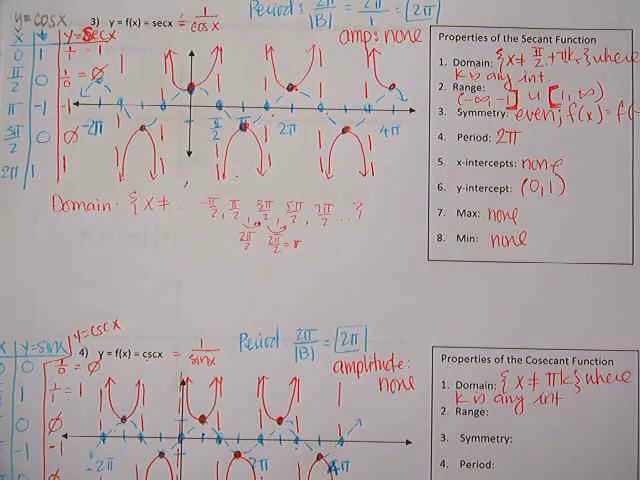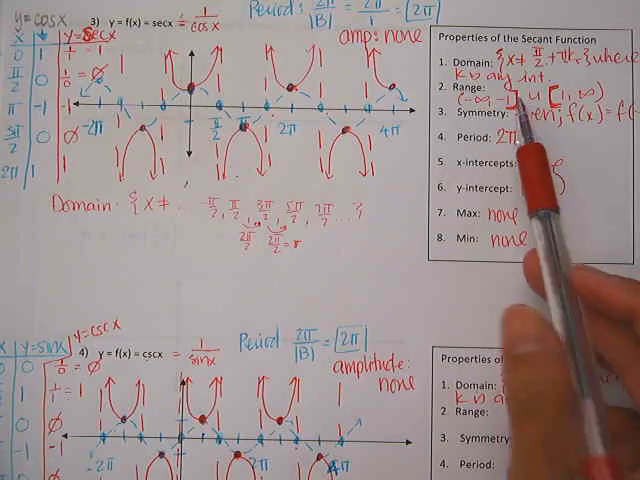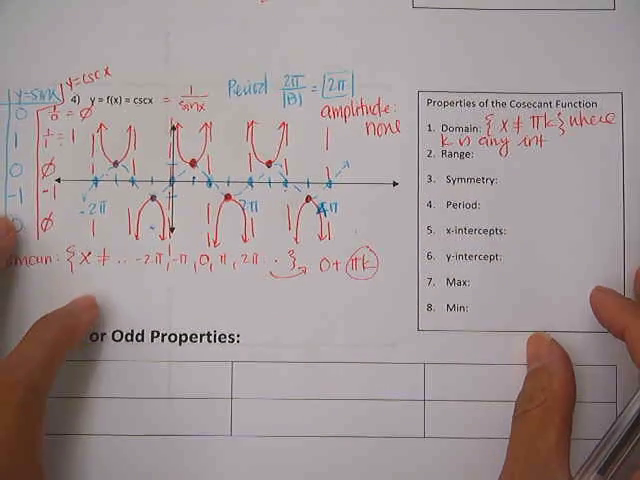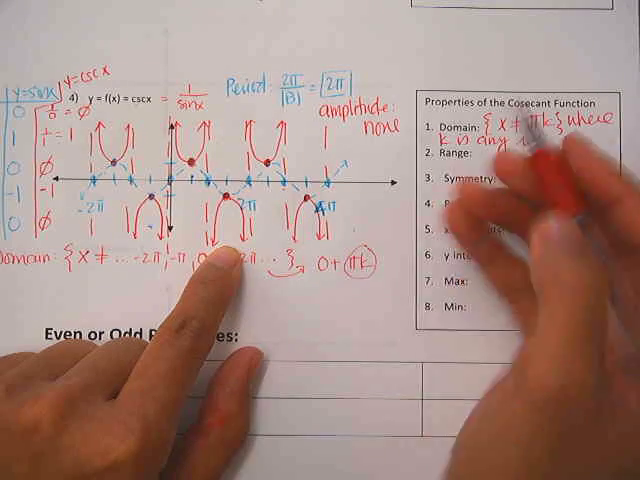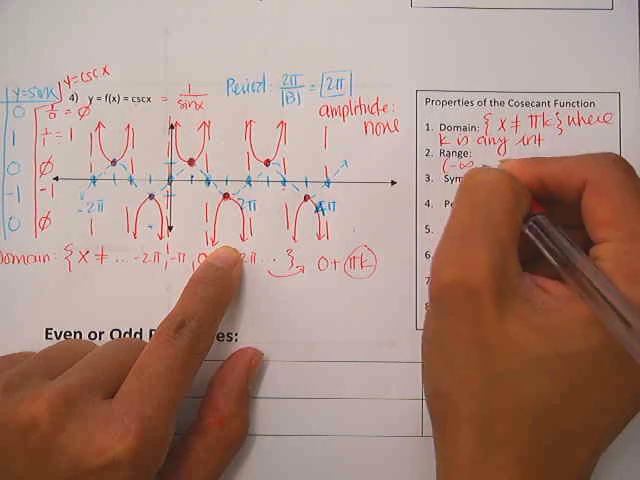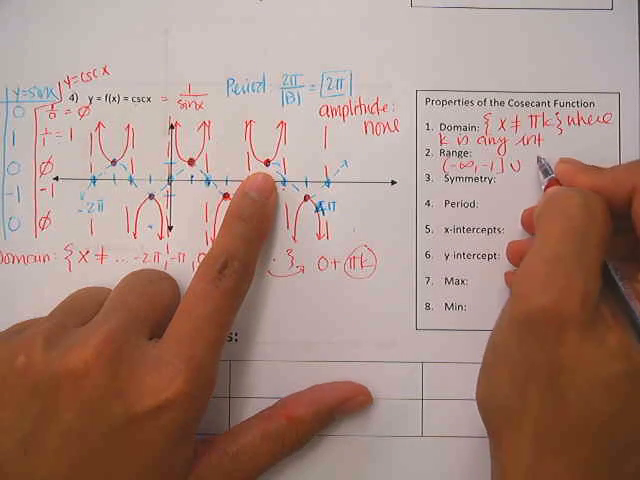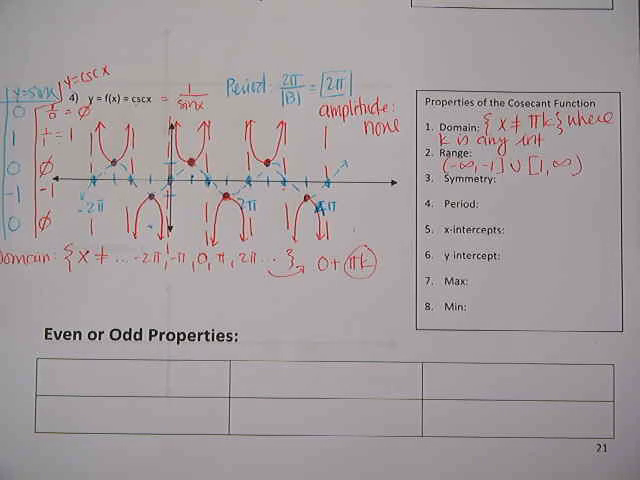Okay, so square bracket at 1, because that is going to be the same range for our cosecant down below. I just completely forgot. So the range is the same thing, from negative infinity to negative 1 inclusive, or positive 1 inclusive to positive infinity, not inclusive.